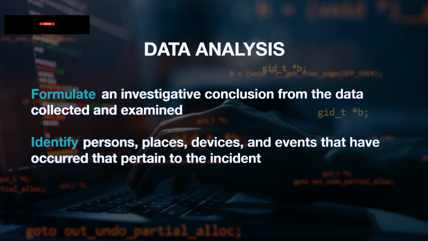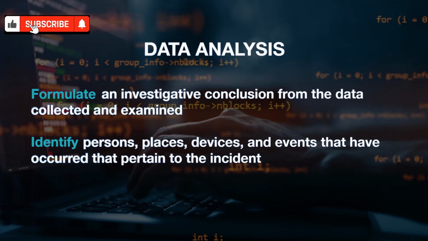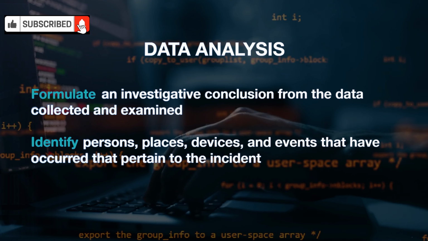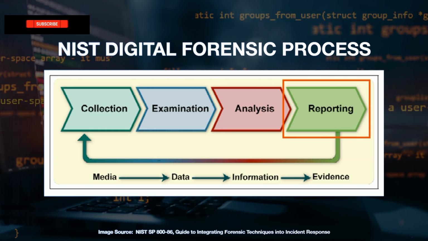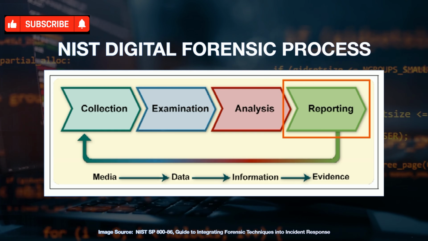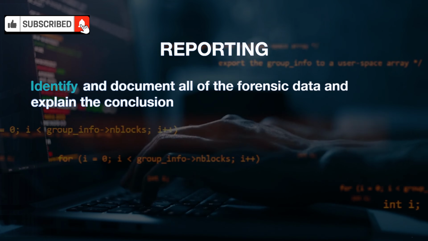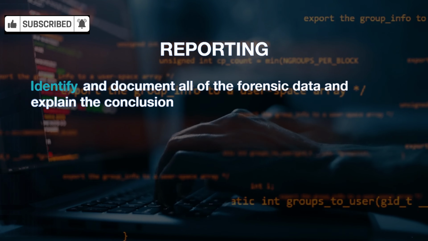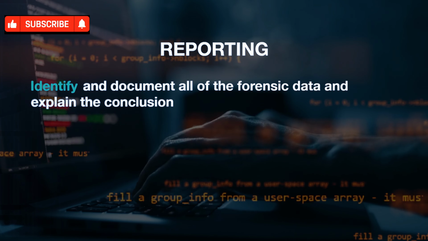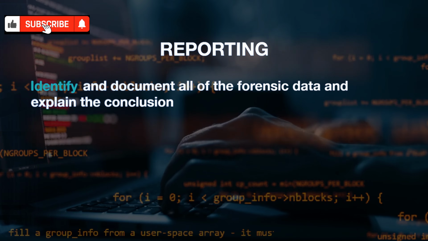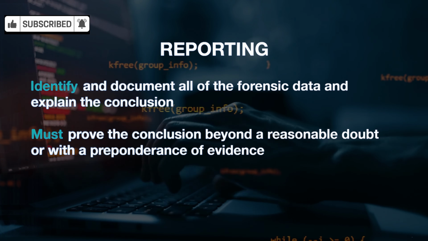Then once we have drawn the conclusion and we have the supporting evidence and we are ready to submit everything, now we are going to focus on our report. So we want to identify and document all of the forensic data and explain the conclusion. How did we get to that conclusion? We have to prove it beyond a reasonable doubt or preponderance of evidence. And accuracy and authenticity is the most important aspect of this report. And this is just used to prove beyond a reasonable doubt or preponderance of evidence.